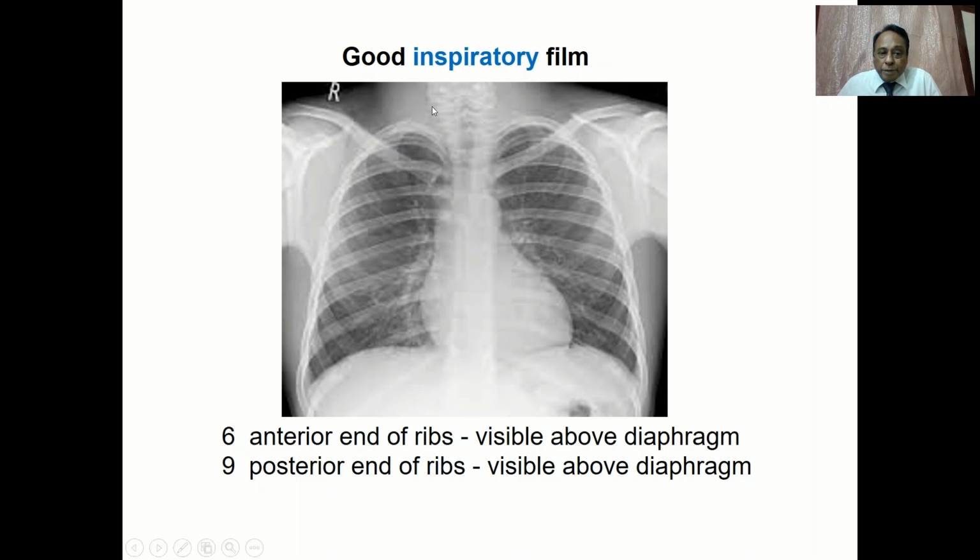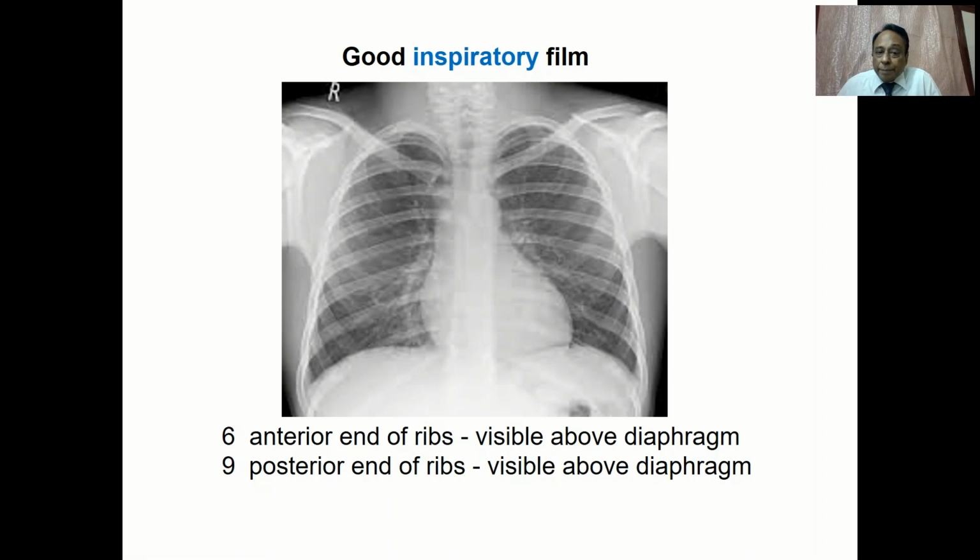A good inspirated film is such that if you count the anterior ends of the ribs, look, this is the clavicle, you all know. This is the first rib, second rib, third rib, fourth, fifth, sixth. So six anterior ends of the ribs are above the right or left dome of the diaphragm. That is a good inspirated film.